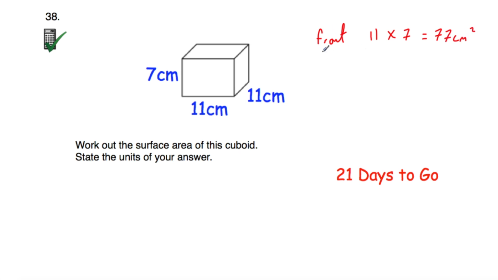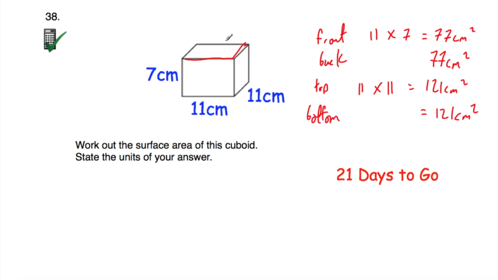That's the front. The back would be the same, so the back would also be 77 centimeters squared. In terms of the top, it's got a length of 11 centimeters and a width of 11. So we've got 11 times 11, which is 121 centimeters squared. The bottom would be the same. So we've done the front, the back, the top and the bottom.